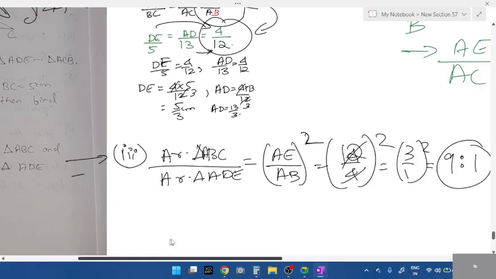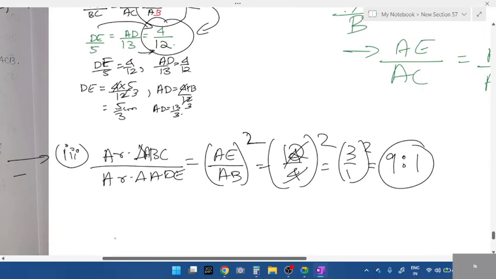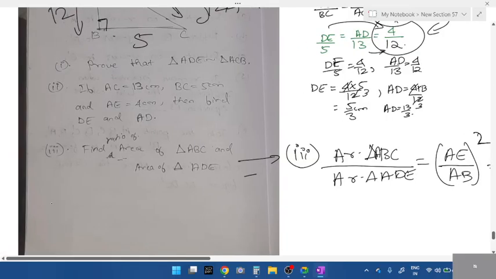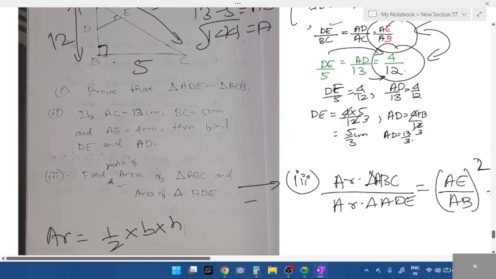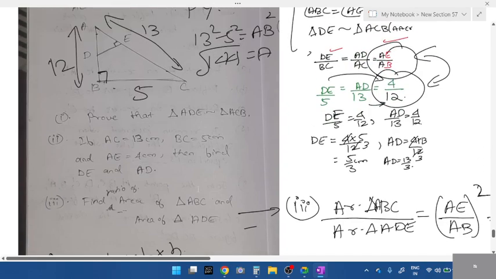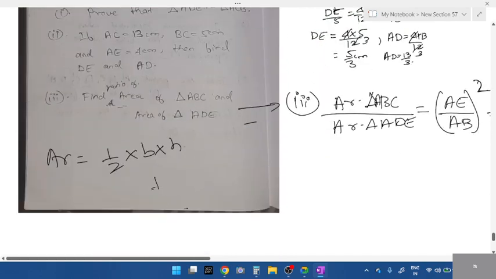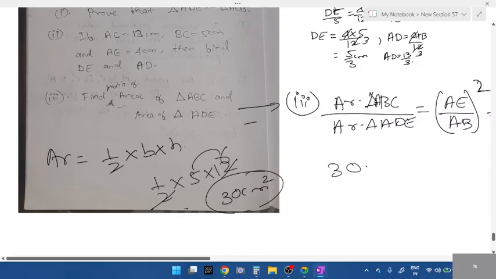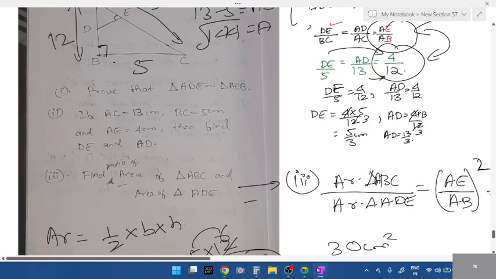Okay, now if you want to find the ratio, the area of the capital triangle is given. What's the area of the capital triangle? Half into base into height. What is half into base into height? 12 and 5, right? Half into 5 into 12 for the larger triangle. What's the area we're getting? 30 centimeters square. Okay, 30 centimeters square. Even this value you should get almost right. What is the area of ADE?